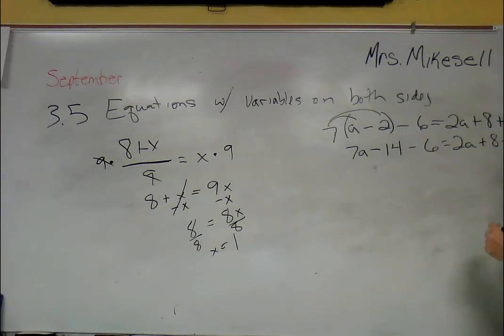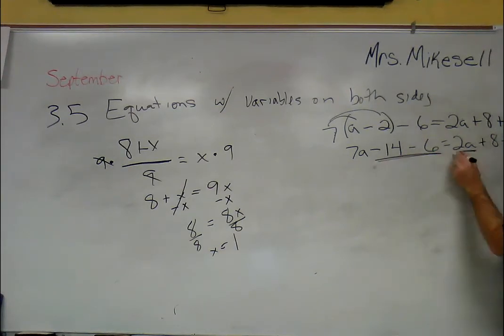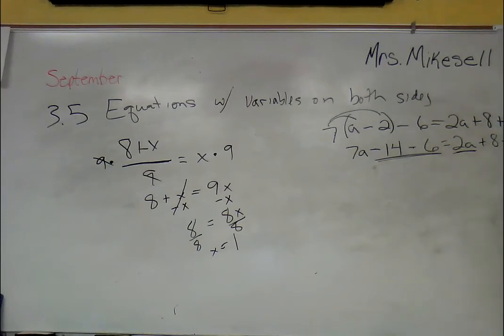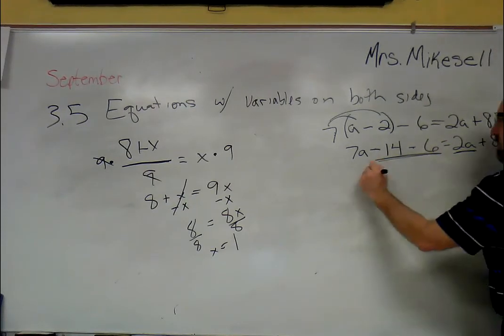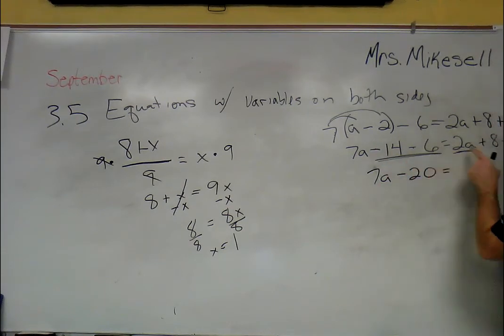Now we want to look at each side. Are there things we can combine? This side we have constant terms. This side we have variables. So over here we have negative 14 and negative 6. Same sign, so we add: 7a and negative 20. 2a plus a, what's that? 3a. Oh, we're already much simpler.